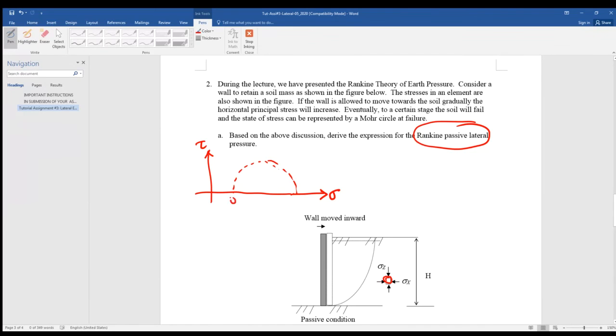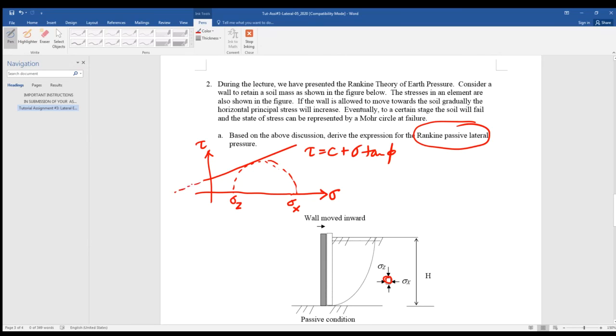So that is the sigma Z, and because the wall is moving inwards, you need a larger pressure, right? The sigma X. So sigma X should be greater than sigma Z, because when the wall is trying to press inwards, the horizontal pressure will grow, right? Will become larger and larger. So eventually, the sigma X, the horizontal stress, is much greater than the sigma Z, until the Mohr circle touches the failure envelope, C plus sigma tangent phi, right?